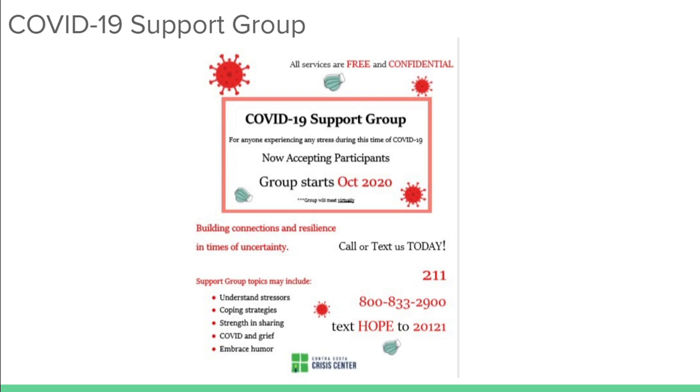We also wanted to discuss a COVID-19 support group that is available through the Contra Costa Crisis Center. It is now accepting participants, and the support group topics include understanding stressors, coping strategies, strength and sharing, COVID and grief, and also embracing humor. If you don't want to join this COVID-19 support group, but you are really still struggling and would like to talk to somebody, you can call their phone line as they're a great option and a great resource.